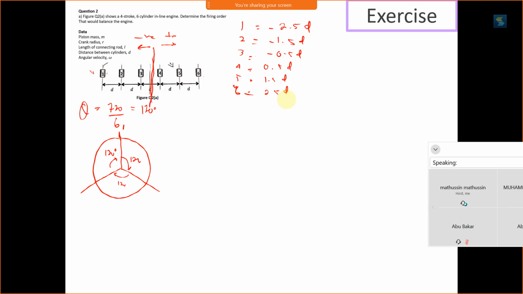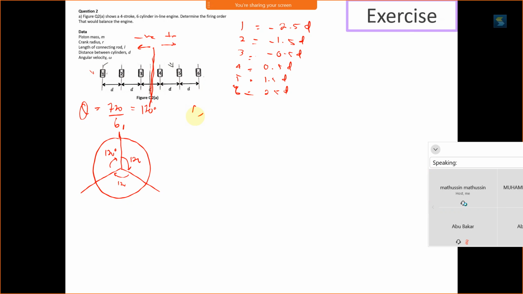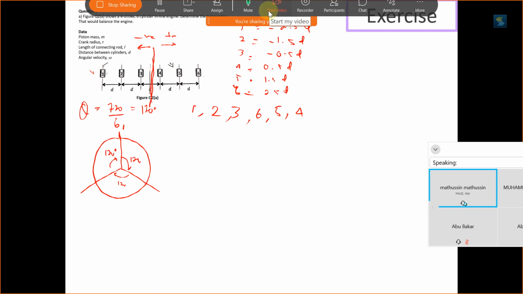Macam mana nak tentukan ni? Sekejap. Should be 1. Kita start dengan 1, and then lepas 1 kita boleh 1, 2, 3, 6, 5, 4. Okay, so lepas 1 kita boleh pergi 2 kan? Betul? 1, 2, 3. Lepas 3, 6, 5, 4. Betul? Okey. Siapa beritahu jawapan dia? 1, 2, 3 dan 5, 4.